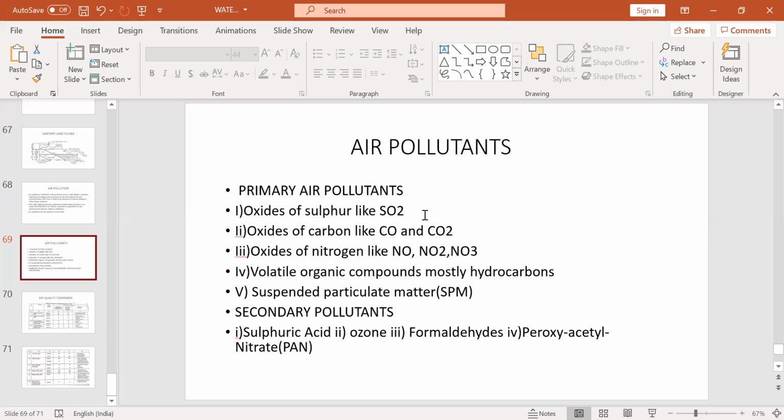Low levels of CO inhalation produce symptoms like headache, dizziness, reduction in reaction time, etc. And sometimes it also leads to death, as I told in the example. So headache, dizziness, reduction in reaction time, nausea, heart palpitations, difficulty in breathing. These are some of the symptoms or health problems that are caused due to oxides of carbon, that is carbon monoxide.